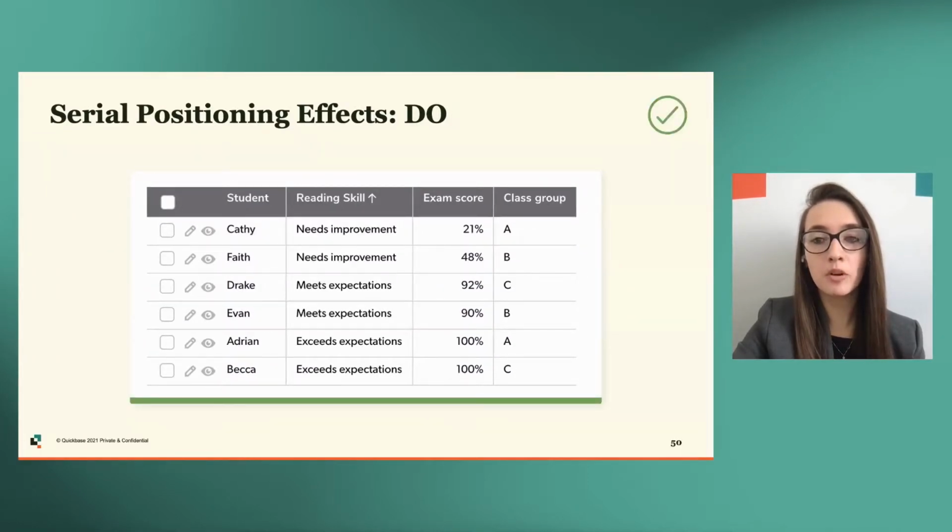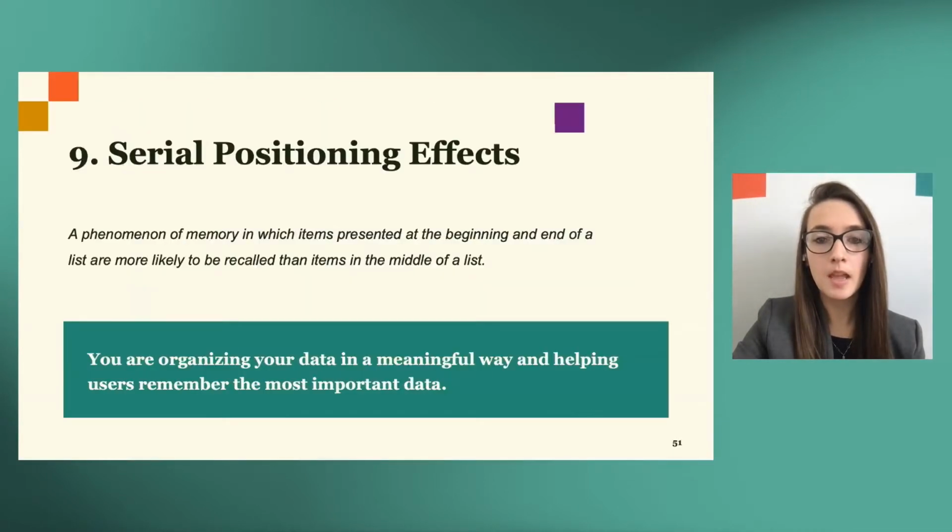In this next example, you can see that we have sorted the reading skill column from needs improvement to exceeds expectations. With this revised ordering, users will now pay attention to which students need additional help reading, as well as those who exceed expectations. This sorting better helps the users focus on and remember the most important information presented in the table. By being aware of serial positioning effects, you can aim to organize information within your apps in a manner that makes it easiest for you and your users to remember it.